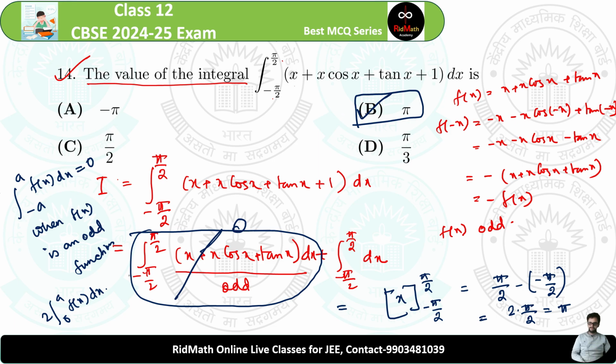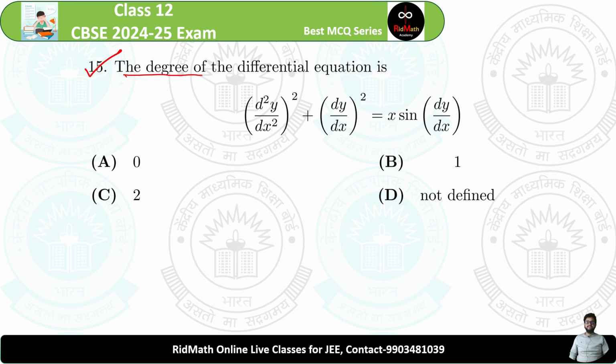Okay, next problem, problem number 15, the degree of the differential equation is. So what is the degree of a differential equation? The degree is defined as the power or index of the highest order derivative present in the differential equation. The power of that highest order differentiation is the degree. So here the highest order differentiation is 2, because this is d square y by dx square, so this is a second order derivative, this is a first order derivative, and this is sin of dy by dx.